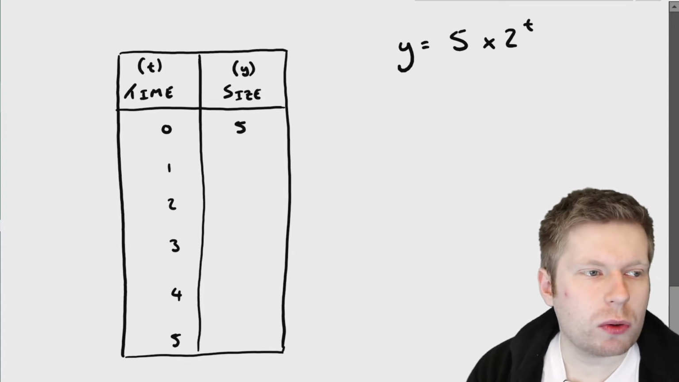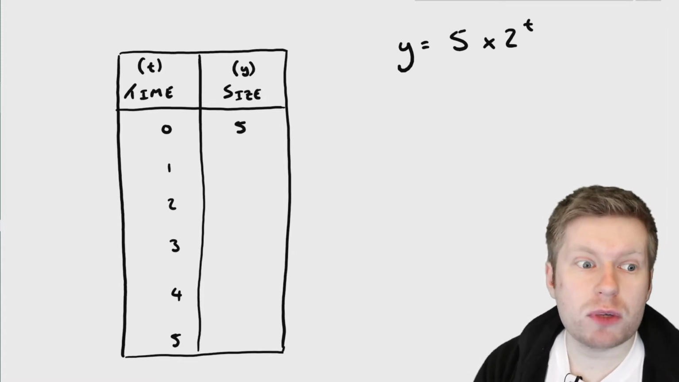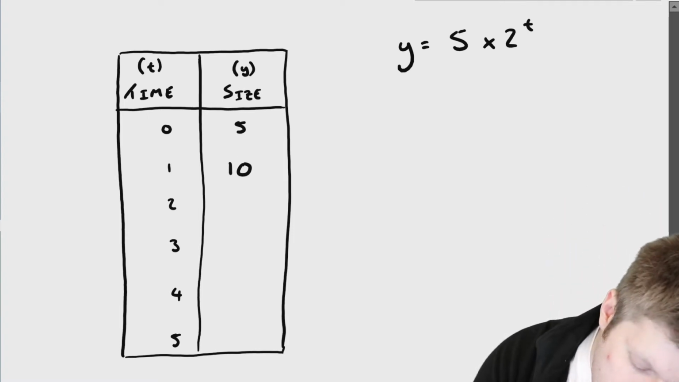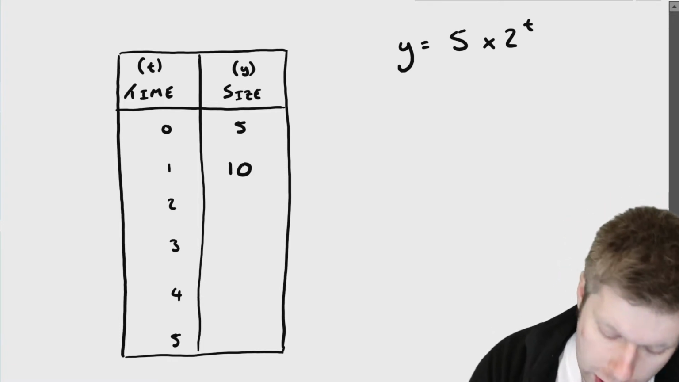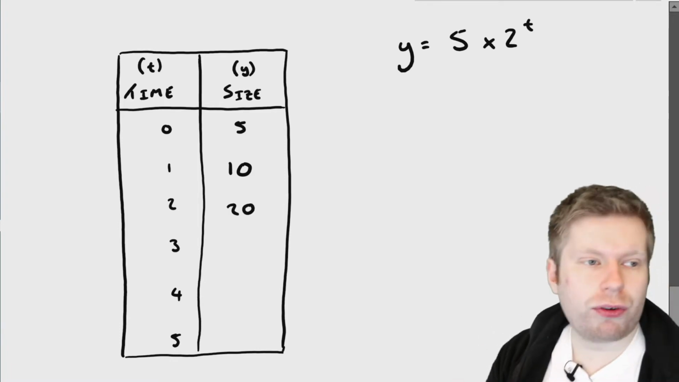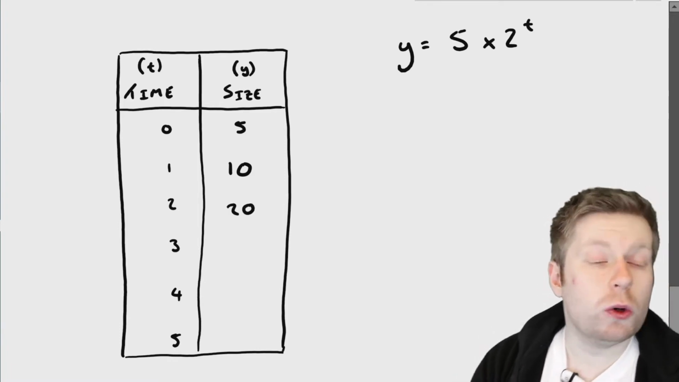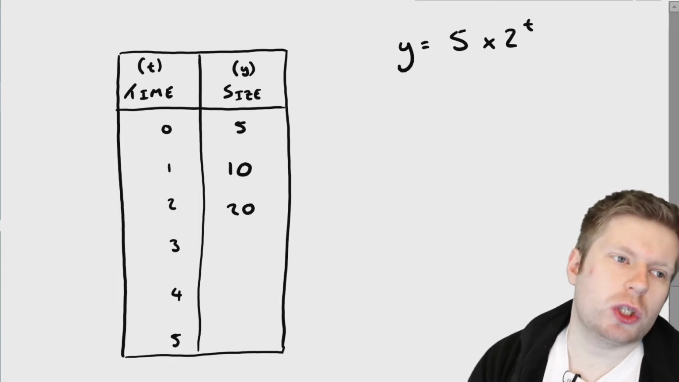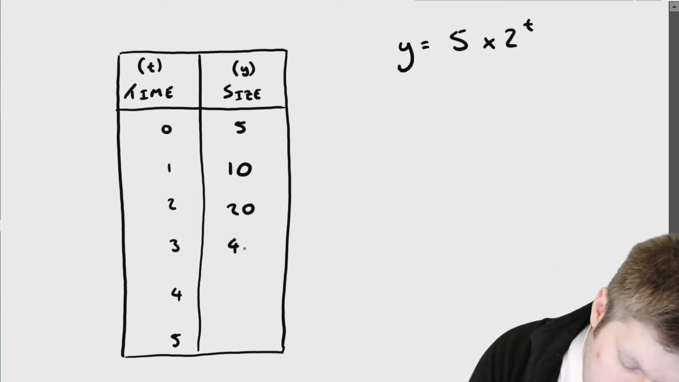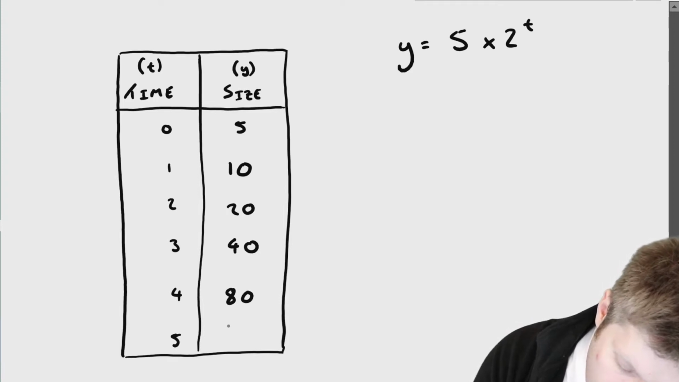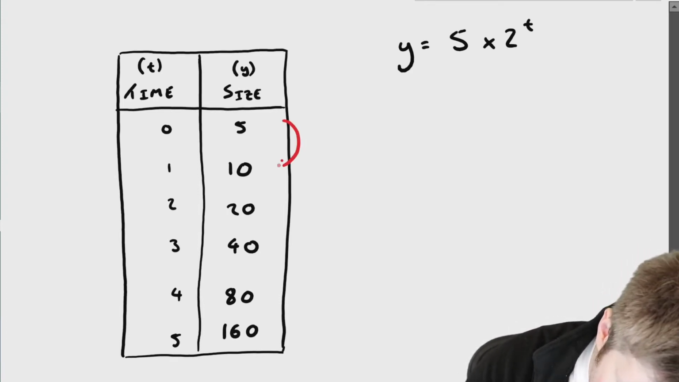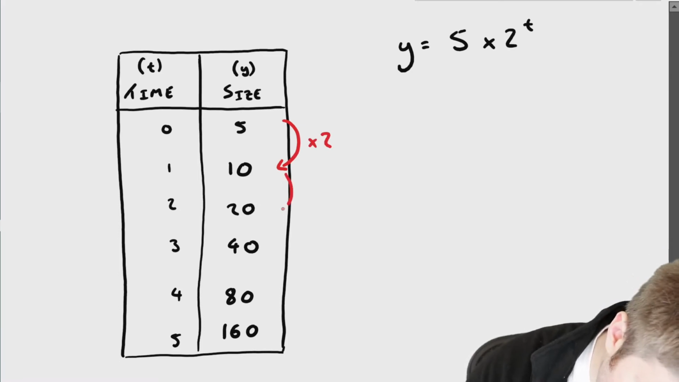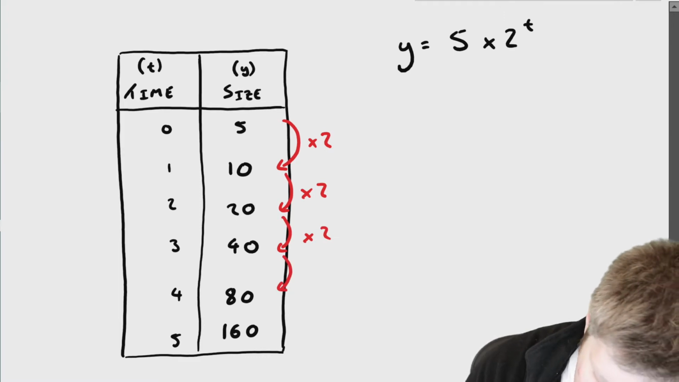Then look what happens at time equals 1. I have 5 times 2 once, so that's going to be 10. And then at time equals 2, I have 5 times 2 twice, 5 times 2 to the power of 2. So that's going to be 20. And then at time 3, I've got 5, and I times it by 2 three times. So 5 times 2 to the power of 3 is going to be 40, and so on and so on. So that works. So I'm still starting at a different number this time, the 5, but I'm still multiplying by 2. So I'm doubling for every single time period.